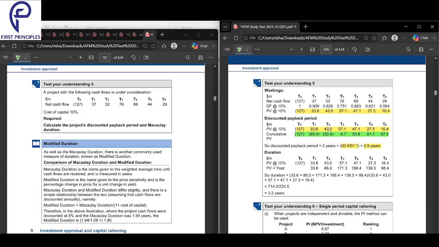93.4, then you earn 43, but you had to recover 93. How much did you have to recover? 50. Next year you earned 57, but you only had to recover 50. So you can't take the entire year. That's why it's 2.9 years. After 2 years, you will need to recover the money minimum in the third year. In between, you got your remaining money.